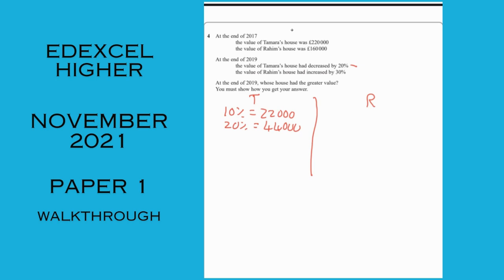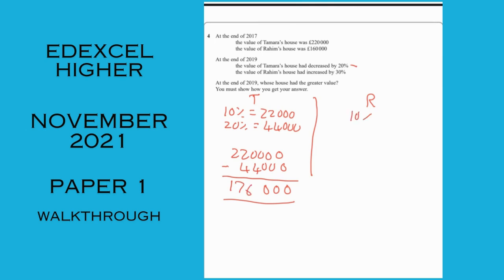So her house has gone from £220,000, reduced, gone down 44,000. It's really 220, take away 44. So 216, 216, take away 42, sorry, 176.